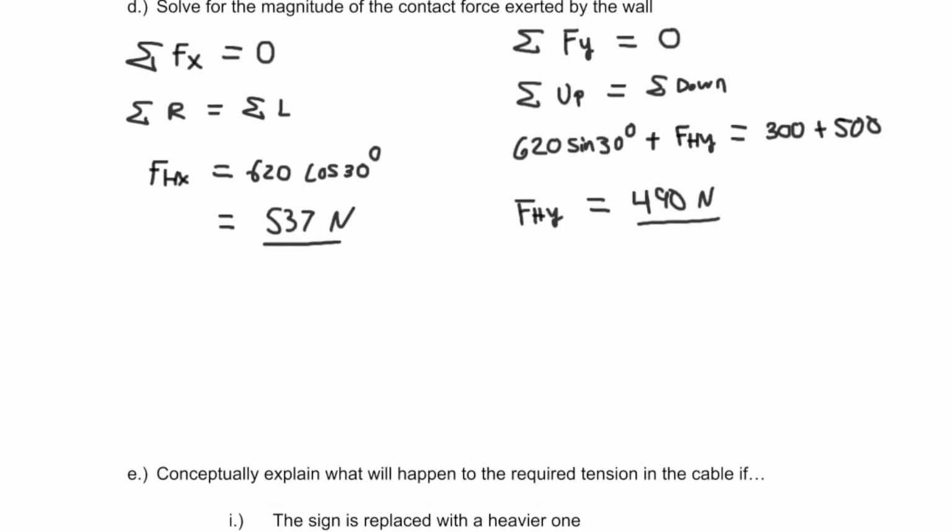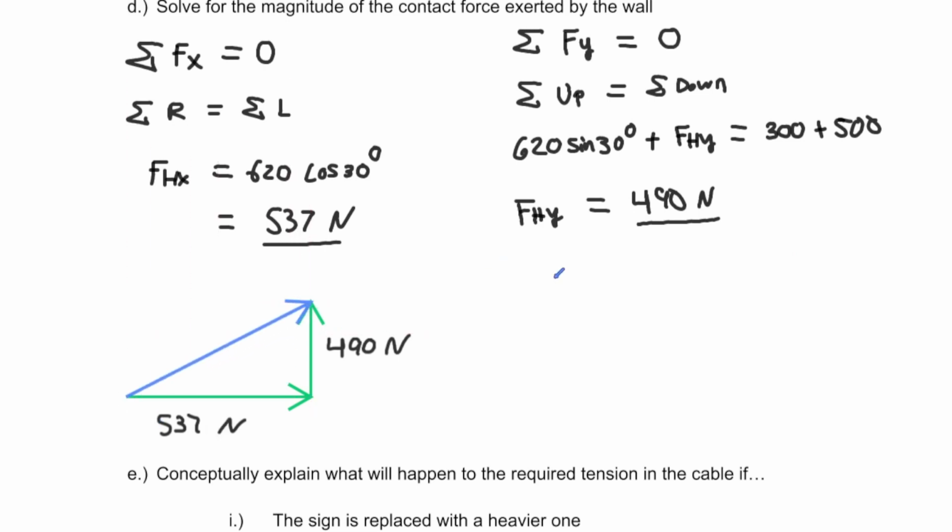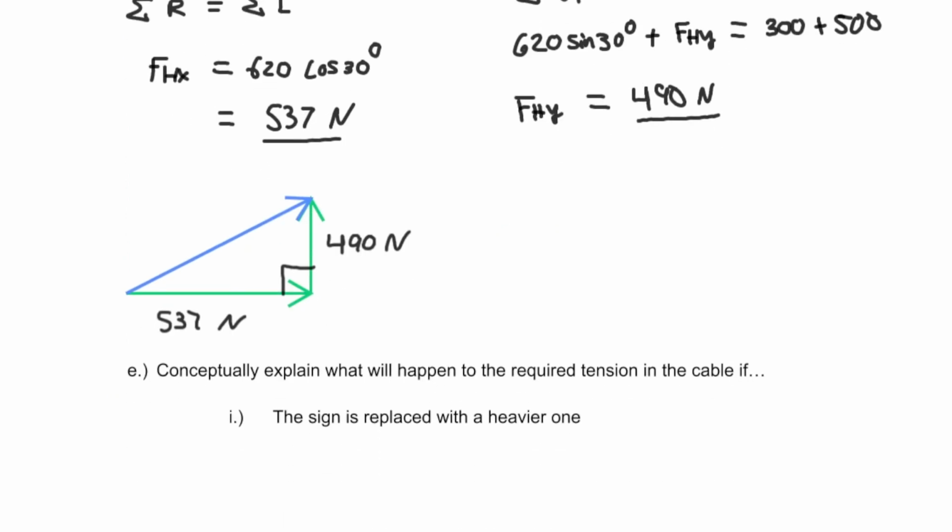All right, we actually want the magnitude of it. So it's time for some vector addition. So we have 537 newtons to the right, and 490 newtons up. So the resultant is just tip to tail of that. It is a right triangle, so we can shortcut and do a little Pythagorean theorem and find that the hinge force is just the square root of the sum of the squares.